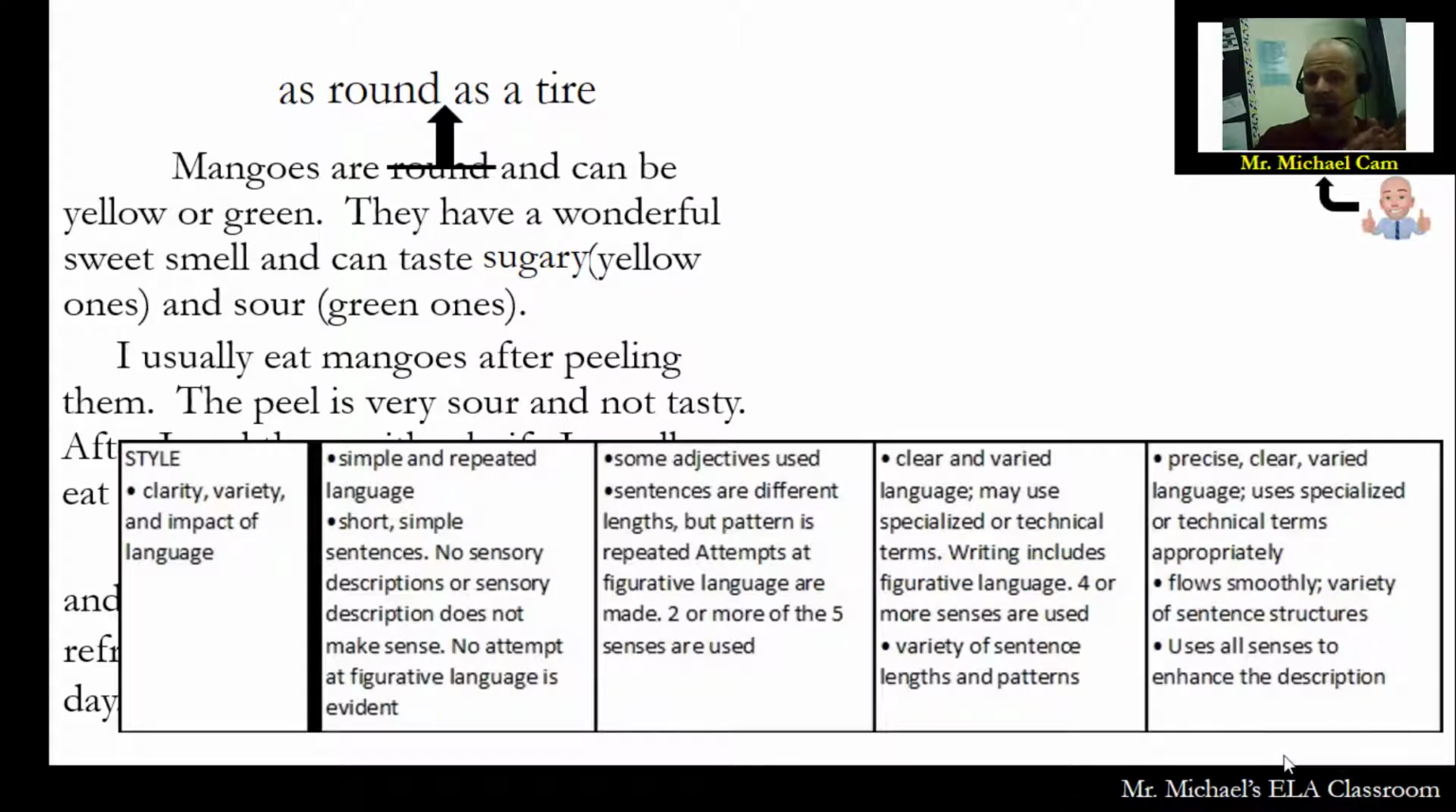So with some varied language, some more interesting words, some figurative language, and using my senses, I can get a 3 or a 4. So that's all we're going to look at today.